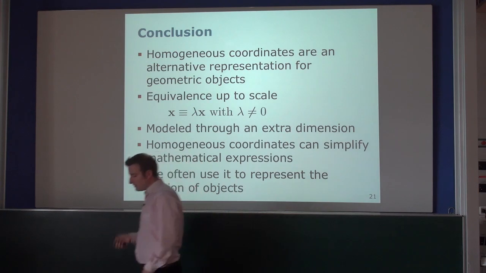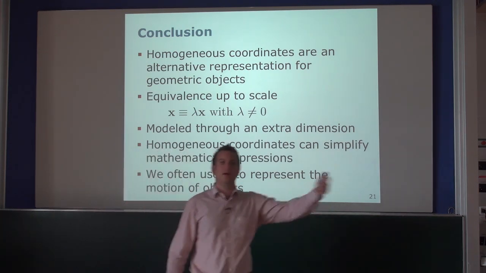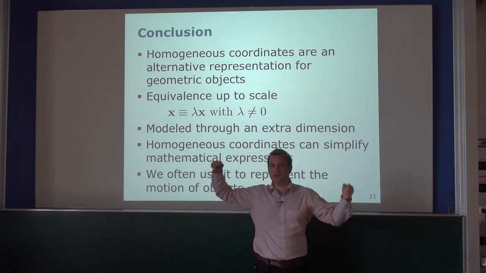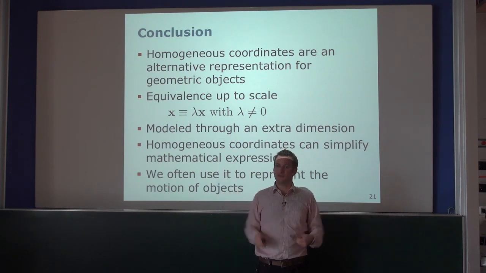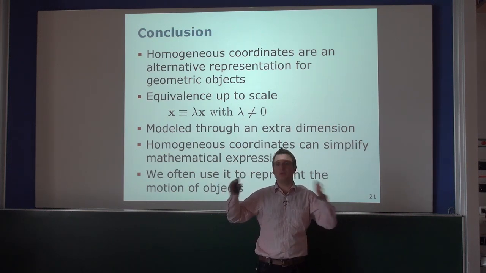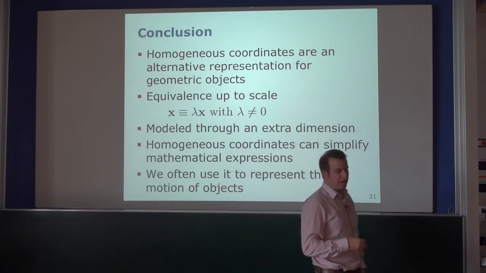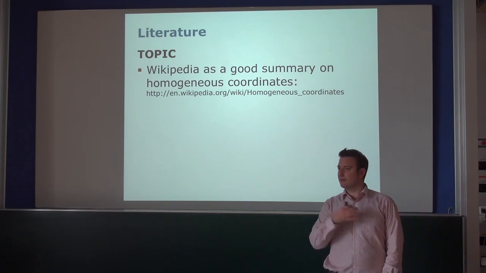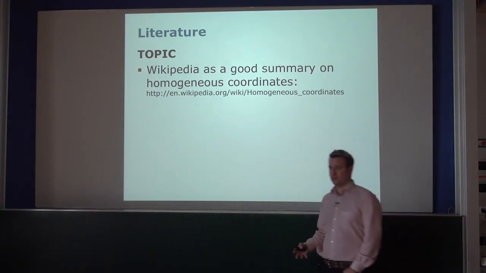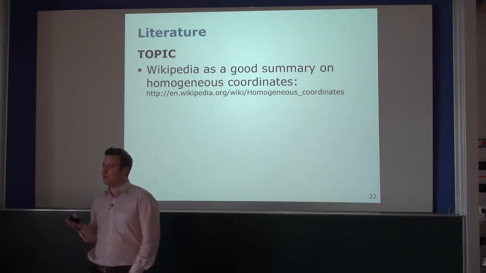Through this extra dimension that I have, a lot of things can be represented, like points at infinity. And through this extra dimension, I can also integrate rotation, translation, and all the other things you have seen here into matrix operations. In this way, I can easily chain those transformations, and that's the reason why we often use that. If you want to know more, there are a lot of geometry textbooks on projective geometry which explain that. I actually found the Wikipedia page quite good as an introduction.